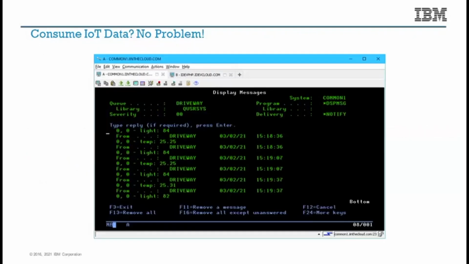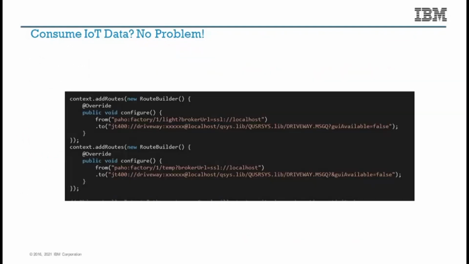Here's another nifty example, consuming IoT data. So this is another little 2 endpoint route. You'll see the code in a minute. I have a light and temperature sensor that's hooked up to IBMi. And it's actually consuming light and temperature sensor readings and publishing those readings to a message queue on IBMi. And the code behind it is really, really simple.